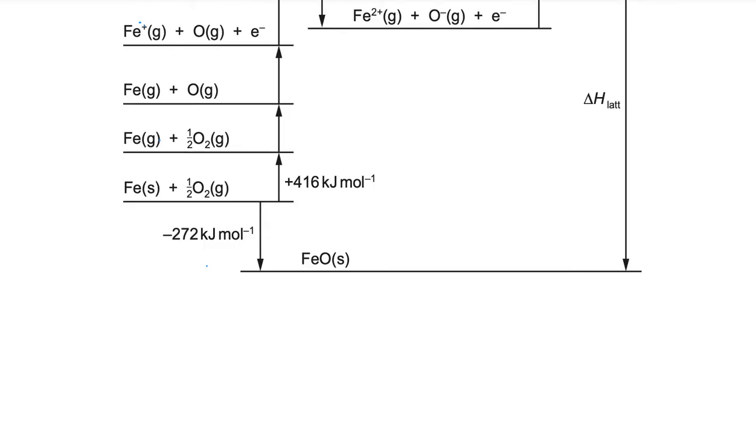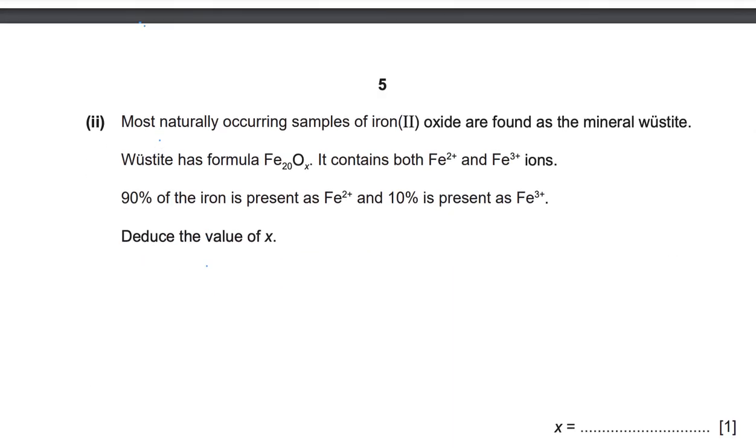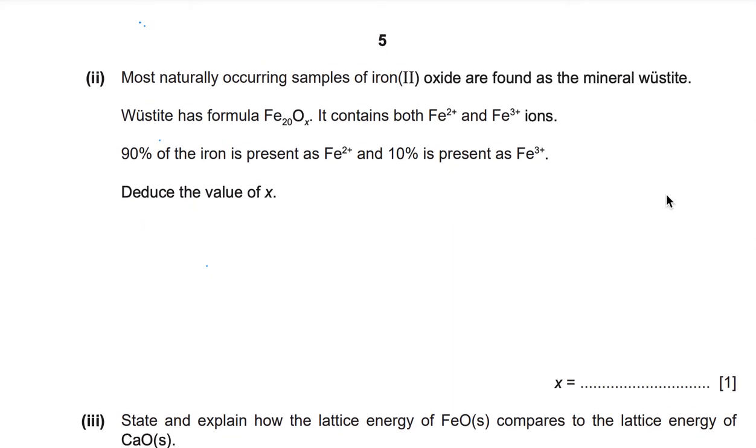Okay, now, over here it says most naturally occurring samples of iron oxide are found as the mineral bushite. It has a formula of Fe20OX, and it contains both Fe plus 2 and Fe plus 3 ions. 90% of the iron is Fe plus 2 and 10% of the iron is Fe plus 3. Deduce the value of X. Okay.